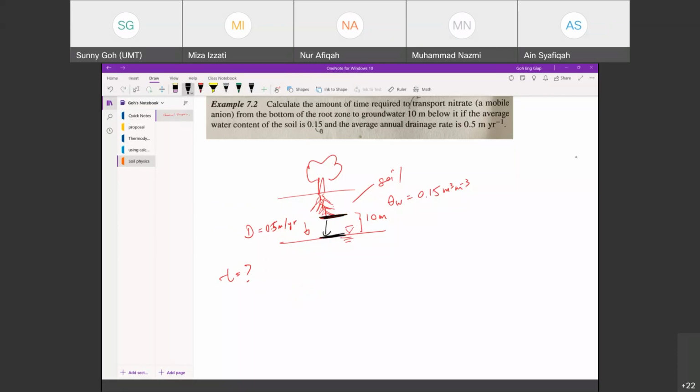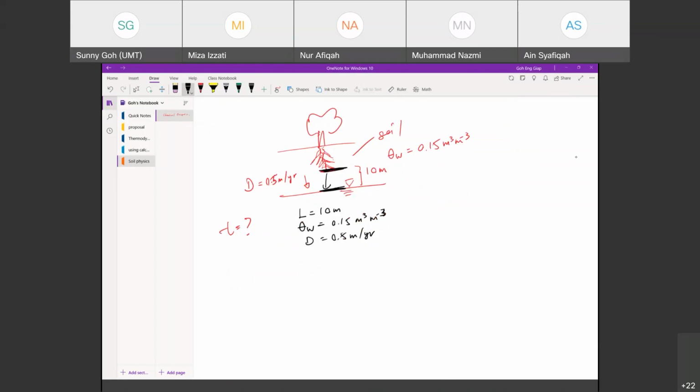All right, so we list out the information. We have L is 10 meter. We have theta W is 0.15 meter cube over meter cube. And then we have D, the drainage rate, which is 0.5 meter per year. Now we can find how much water is actually in this 10 meter column of soil. We can do this simple calculation: L multiplied by theta W, which is 10 meter multiplied by 0.15 meter cube over meter cube. What do we get? We get 1.5 meter, right?